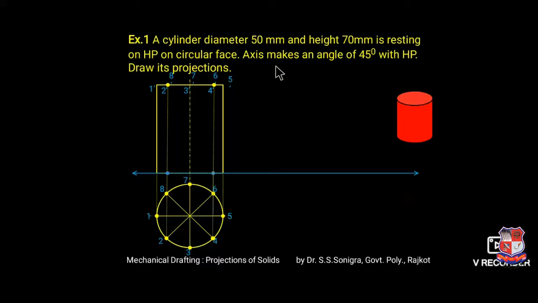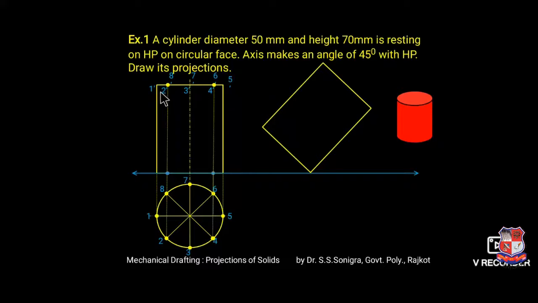Now the second line: the axis makes an angle of 45 degrees with the horizontal plane. So in this case, this axis is perpendicular to the XY line. This angle is 90 degrees. So this axis is perpendicular to the horizontal plane. We have to tilt this solid in such a way that this 90 degree angle becomes 45 degrees. So what should we do?